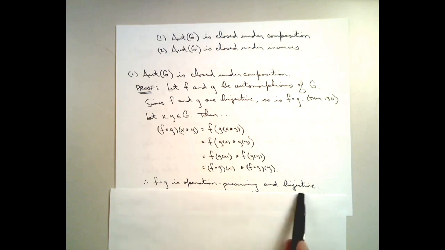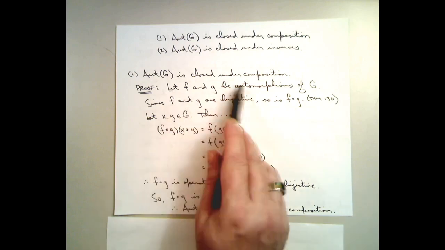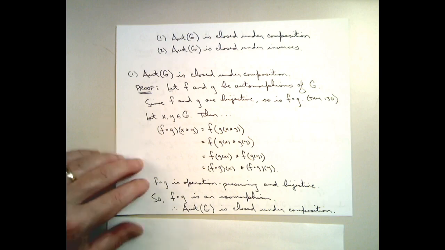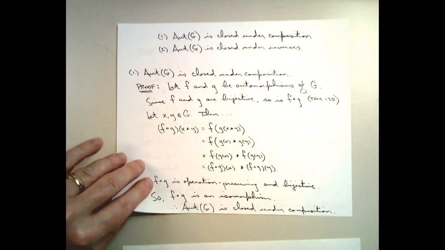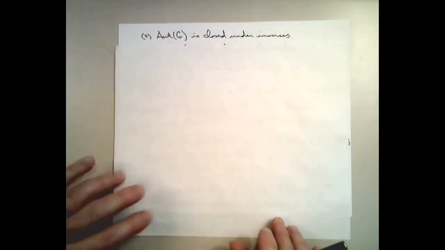Since f∘g is operation preserving and it's also bijective, that's the definition of an isomorphism. And since it's an isomorphism from G to itself, it's an automorphism of G. So if I take any two automorphisms out and compose them together, I get another automorphism. So the set of automorphisms is closed under composition. If we happen to be working in a finite group, then the number of permutations on that group would be finite as well, and this would have been enough to show that the automorphisms form a subgroup. I don't want to assume that G is finite, and therefore I don't want to assume that the collection of permutations on G is finite. So I'm going to go one step further and show that the set of automorphisms is also closed under inverses.